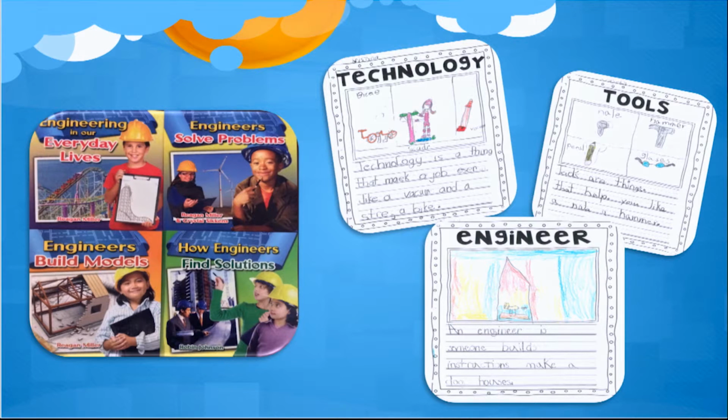So technology is a thing that makes a job easier, like a vacuum, a scooter, a bike. Tools are things that help you, like a nail and a hammer. An engineer is someone who builds instructions to make a doghouse. Those are their meanings. That's how they connected to those words.